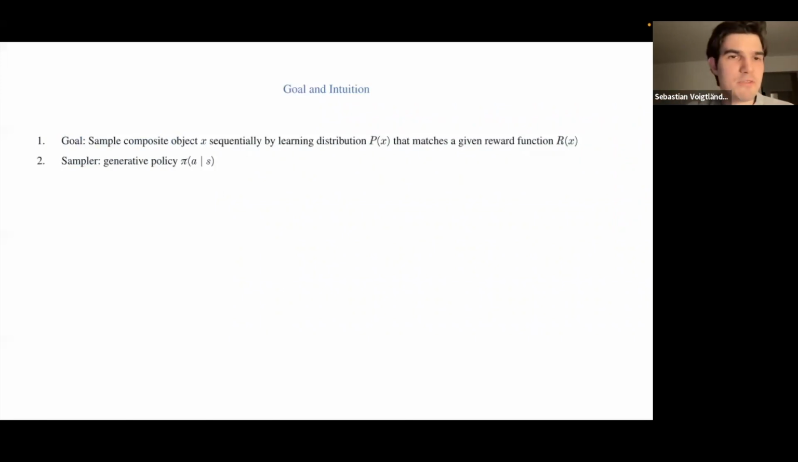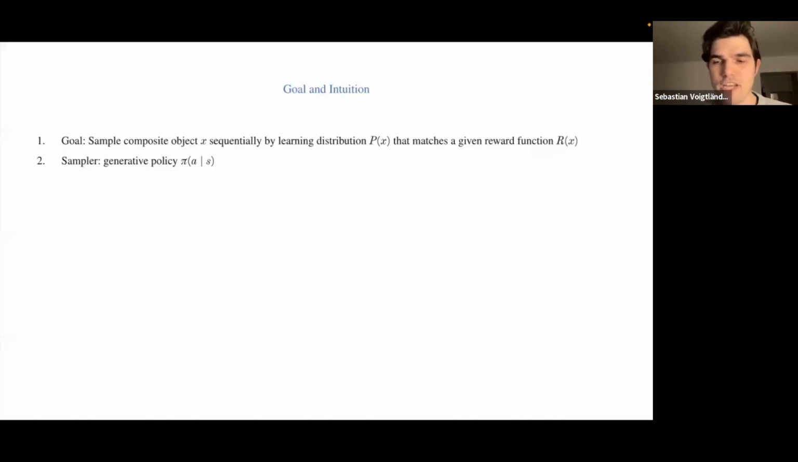Of course, to do this you need a sampler, which is a generative policy π(a|s) that depends on the state S. I think this terminology is borrowed from reinforcement learning. The state S now means a partially constructed object, and an action is basically the choice of which piece of the next object to attach to the partial object. This terminology is very general.